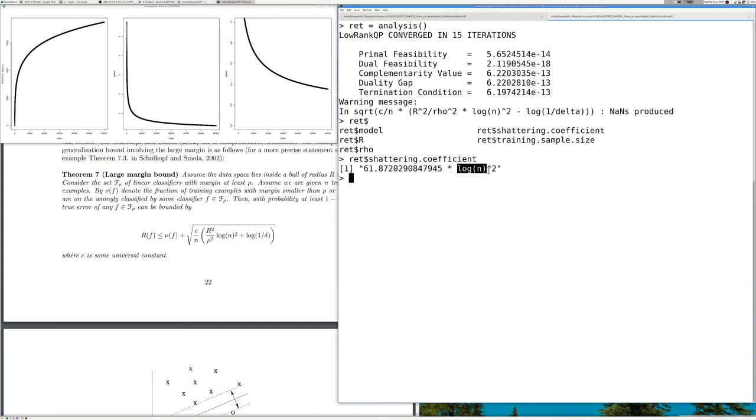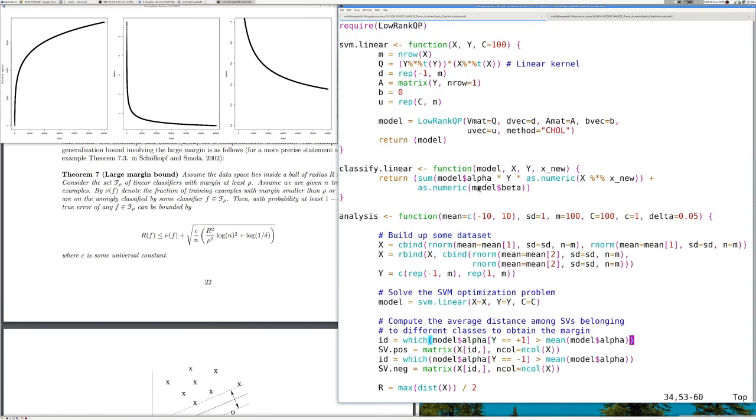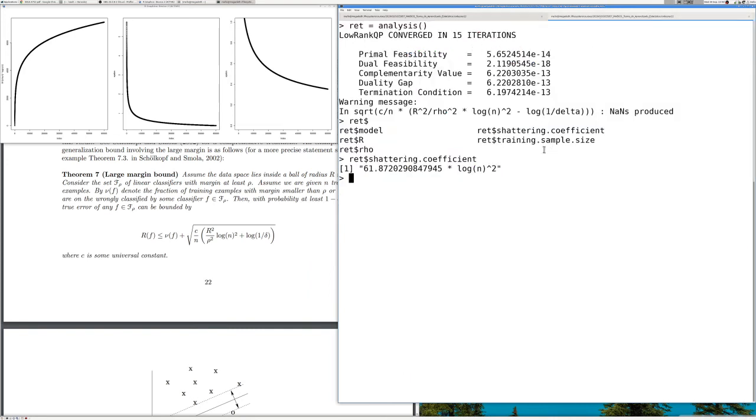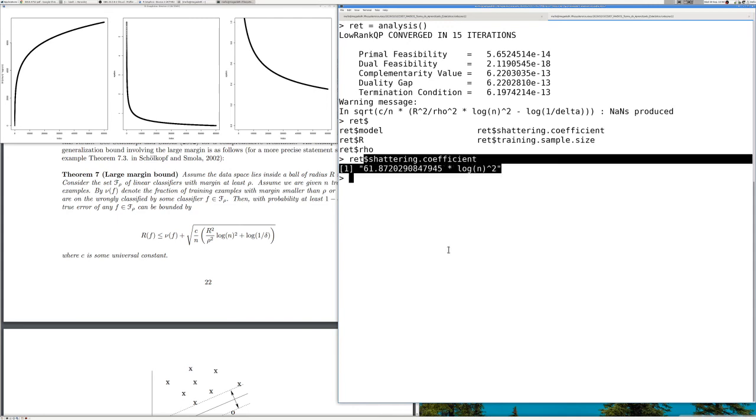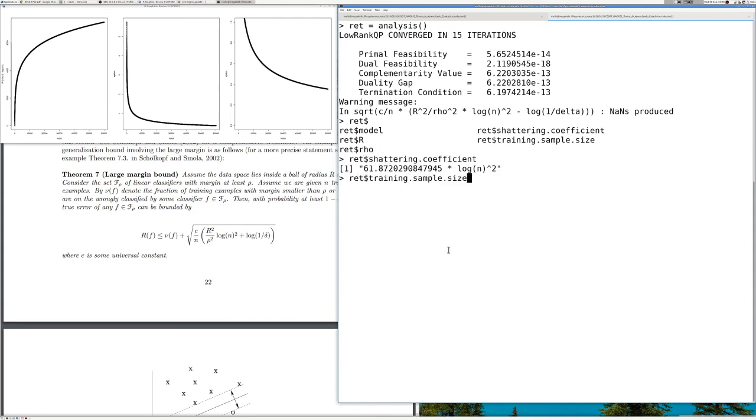Take a look. Very nice. 61 times log of n to the square. This is according to the large margin bounds. So you can compare now different kernels found for the same problem, different solutions you have for the same problem. You can take this code as a foundation to compare linear against polynomial kernel, non-homogeneous, homogeneous, for a given scenario in terms of the shattering coefficient and something else. In terms of the necessary training sample size.